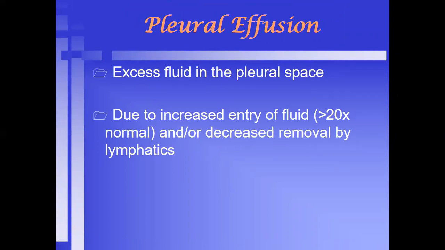So normally, your pleura can actually remove the pleural fluid if it's less than 20 times the normal value. But if it's more than 20 times the normal value, then that's the time that pleural effusion occurs. And this is commonly seen if you have both an increased entry and a decreased removal by the lymphatics.